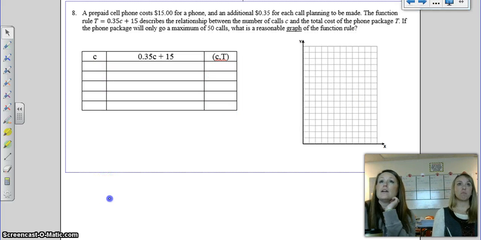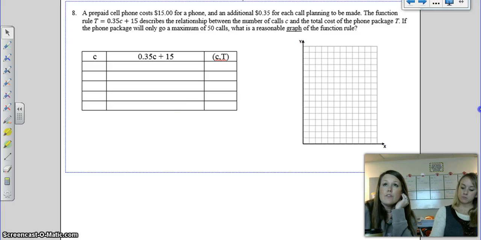All right, so now let's just set up this table for them, and then move on. Okay, so again, this is a cell phone.